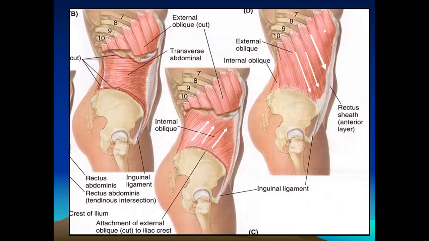So this is the external oblique muscle, this is the internal oblique, then we have the transverse abdominis. See the direction of the muscle fibers. The external oblique begins from above and ends below. The internal oblique will be the reverse: it starts from below and ends above, in terms of origin and insertion. Then the transversus, as the name indicates, is transverse, so the fibers will be running transversely.